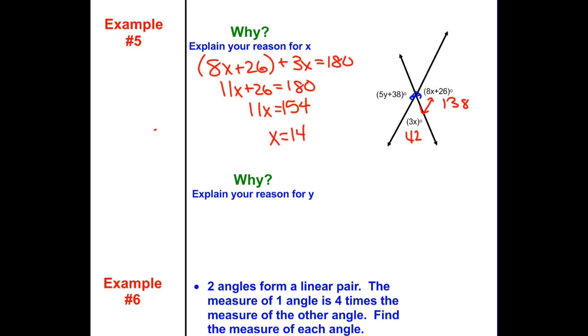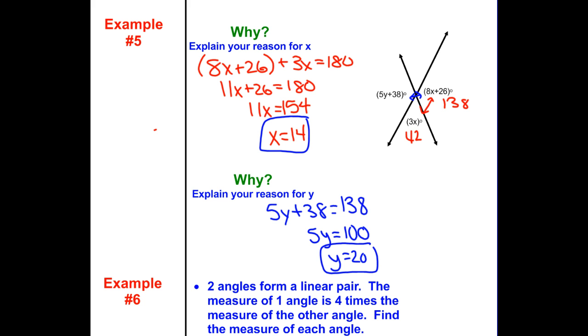But now we have to figure out our y. So we figured out our x, now figure out our y. All we have to do is 5y plus 38 equals, and we don't even need to worry about the 8x plus 26 because we know it equals 138. So subtract the 38, so we get 5y equals 100, which means that y equals 20. Figured out our x and our y.